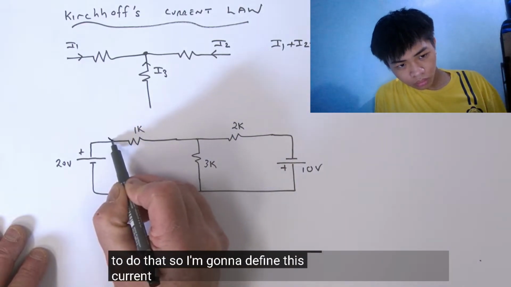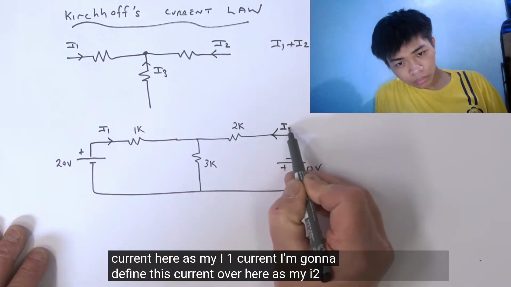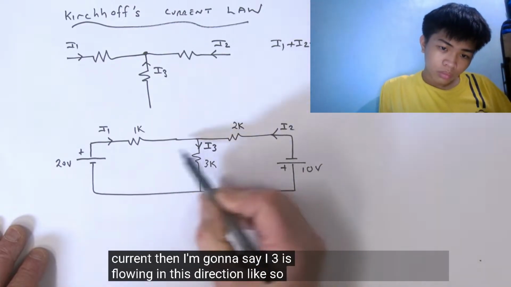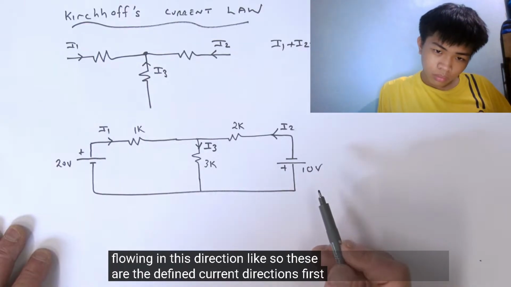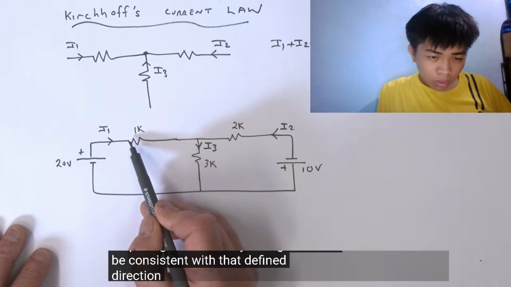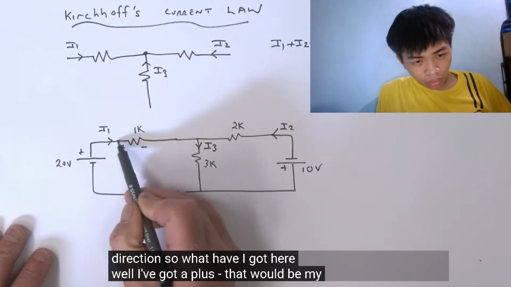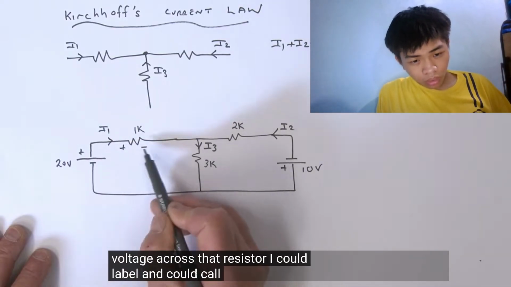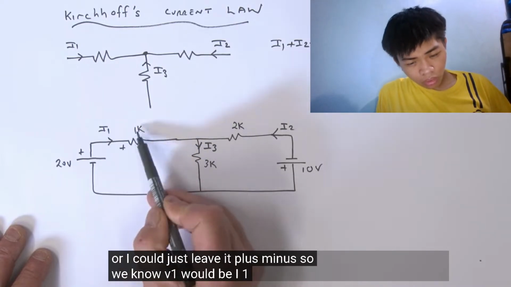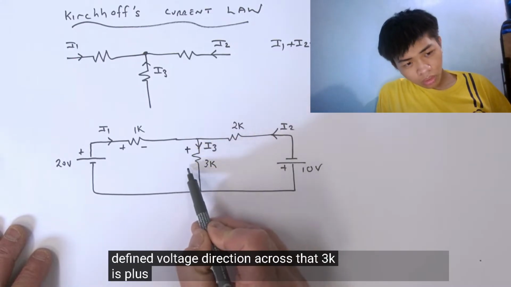So I'm going to define this current here as my I1 current. I'm going to define this current over here as my I2 current, and I'm going to say I3 is flowing in this direction like so. These are the defined current directions. First step. I'm going to label my voltages now to be consistent with that defined direction. So what have I got here? Well, I've got a plus minus. That would be my voltage across that resistor. I could call it V1 if we want to, or I could just leave it plus minus. So we know V1 would be I1 times 1K. My defined voltage direction across that 3K is plus minus.